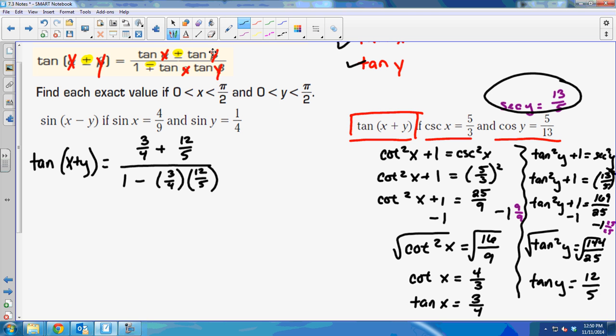Why do I do what? Does it matter, plus or minus? Yes. Since I'm doing the plus sign that's on the top, I use all the signs on the top. But if you did minus, it told me to do tangent of x plus y. What's the bottom number? 1 minus 3/4 times 12/5. That's 1 minus tangent of x times tangent y, like the identity says. I'm following the identity.